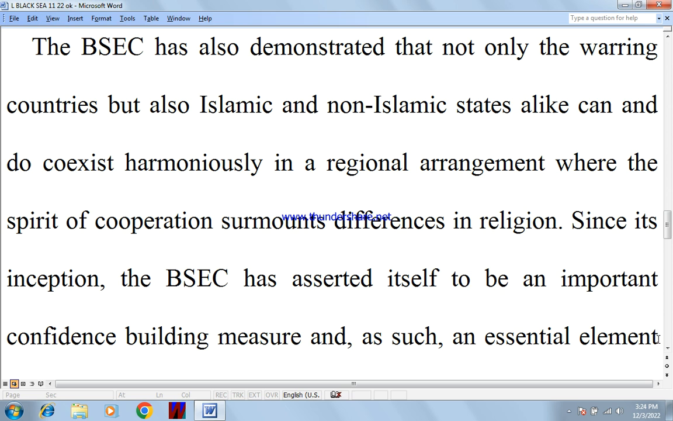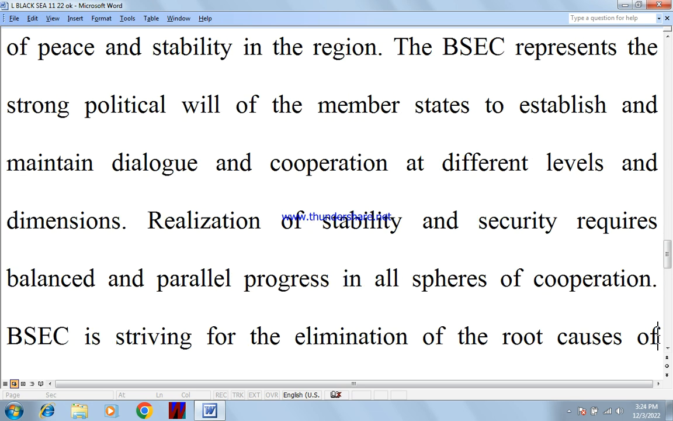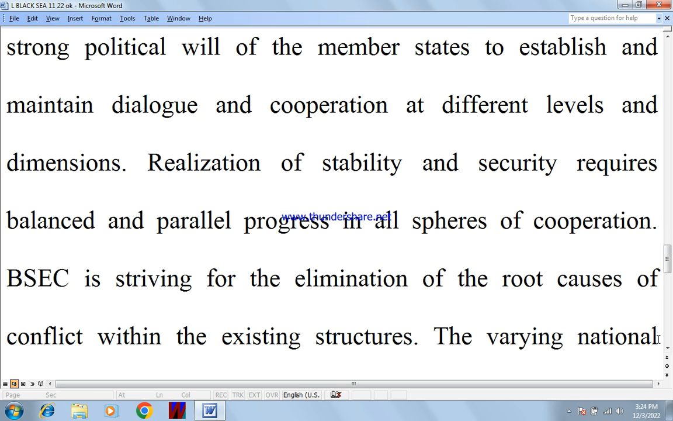Since its inception, the BSEC has asserted itself to be an important confidence-building measure and as such an essential element of peace and stability in the region. The BSEC represents the strong political will of the member states to establish and maintain dialogue and cooperation at different levels and dimensions.